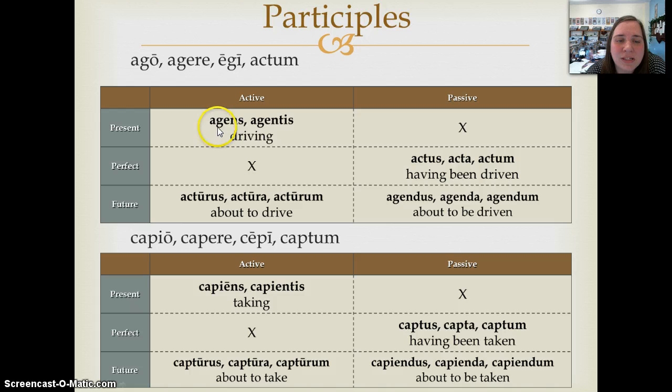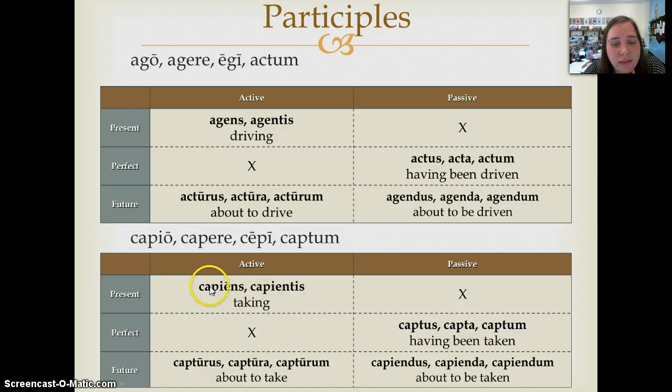Third, third IO, and fourth. Our present stem, of course, is just ag, but we add the e, okay, to get the present active participle. So agens, agentis. Actus, acta, actum, right? Driving, having been driven. Acturus, actura, acturum, about to drive or do. And then agendus, agenda, agendum, about to be driven or about to be done. Obviously, we get the word agenda there. And again, it's neuter plural, so the things to be done.